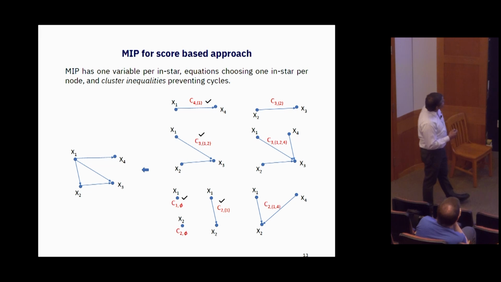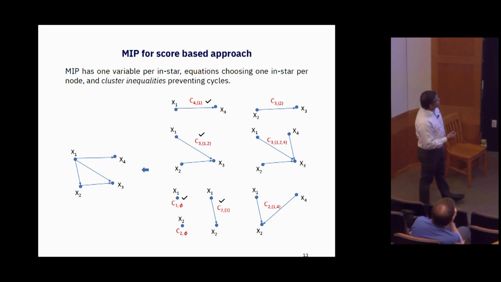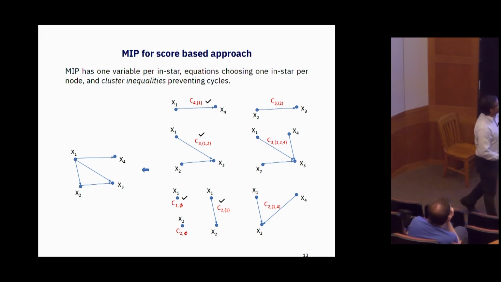The question is, how do you write this down as an integer programming problem? And by the way, the tick marks here simply represent the optimal solution, as in these are part of the optimal graph, and the other instars are discarded by the mixed integer program. So naturally you have one binary variable per instar.